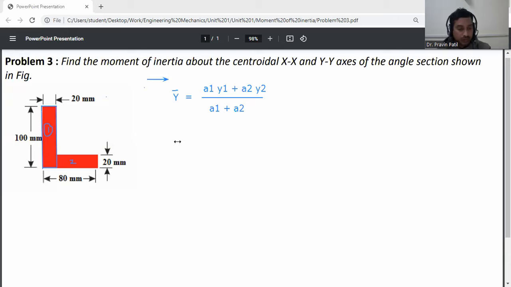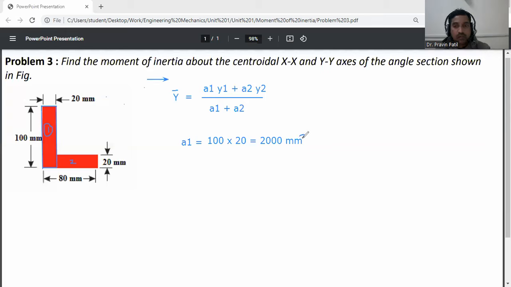Okay, first of all, a1 is calculated for the first rectangle part. Its height is total 100 and its width is 20. So 100 into 20 will be 2000 mm square. So the area is 2000 mm square. This one is a1.